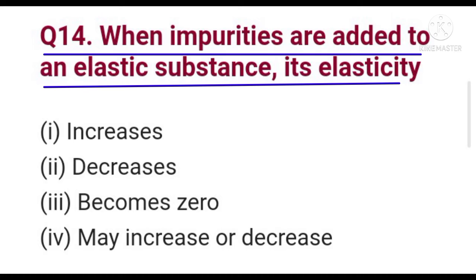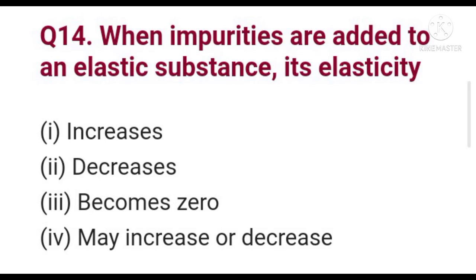Question number 14. When impurities are added to an elastic substance, its elasticity: first option, increases; second option, decreases; third option, becomes zero; fourth option, may increase or decrease. When we add impurity to the elastic substance, its elasticity may be increased or decreased depending upon the impurity that is added. So here in this question, option 4 is the correct option. When impurities are added to an elastic substance, its elasticity may increase or decrease.